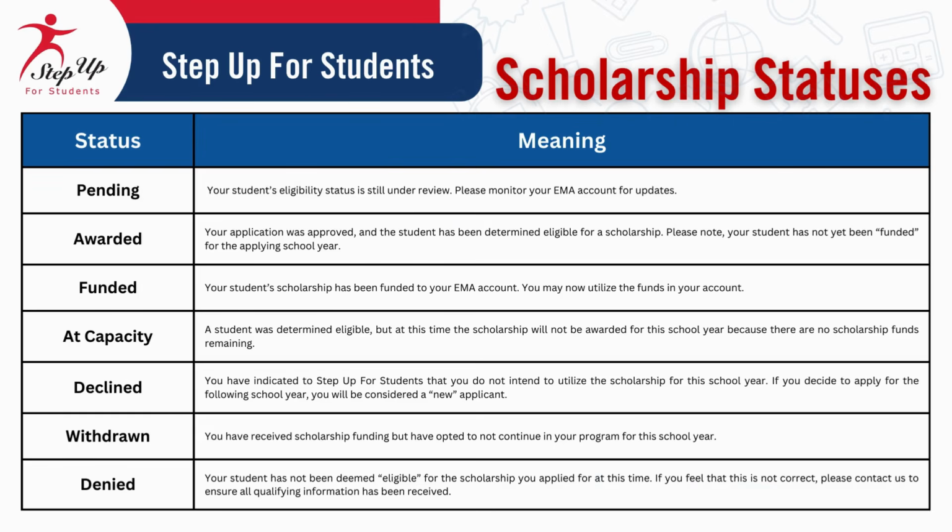This slide outlines scholarship eligibility and funding statuses. Pending: eligibility under review. Awarded: eligible but not yet funded. Funded: funds available for use in EMA. At capacity: eligible, but no funds currently available. Declined: will not use the scholarship this year, treated as a new applicant for future applications. Withdrawn: received funding but chose not to continue. Denied: not deemed eligible, contact us to verify documentation.